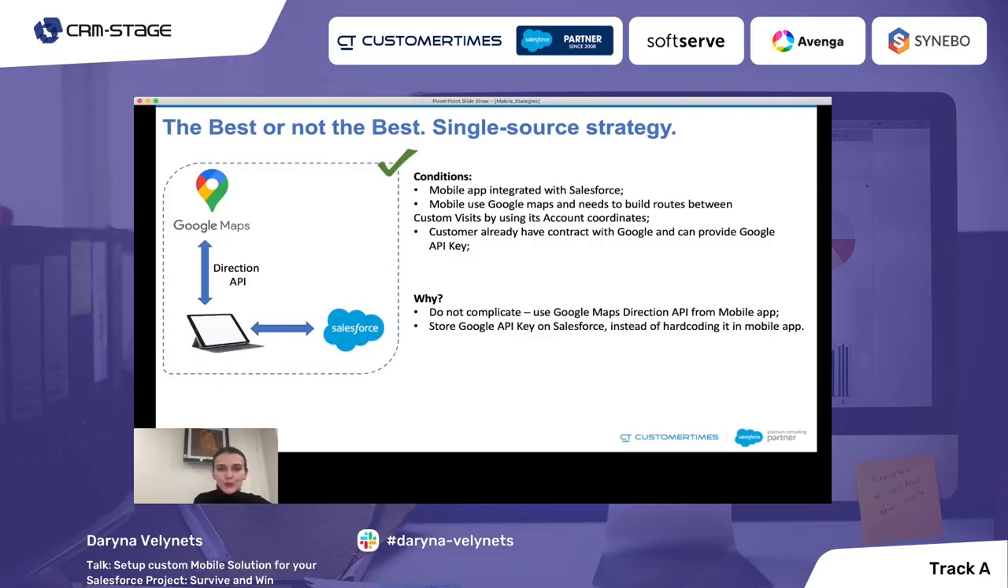And the next slide just shows you, again, do not complicate. Here, if you have an app that gets some custom visits from Salesforce, and based on their accounts needs to build a route, we can use the Google Directions API directly from the mobile app. We don't need to do something through Salesforce, of course, when it is not needed. The only thing that I will recommend in this case is to store the Google Maps Directions API key in Salesforce. Do not hard code it in the mobile app.